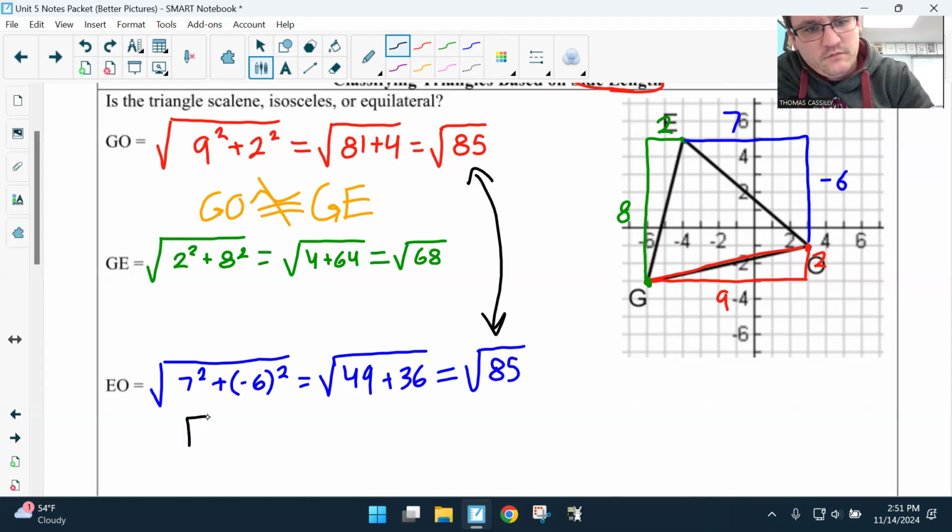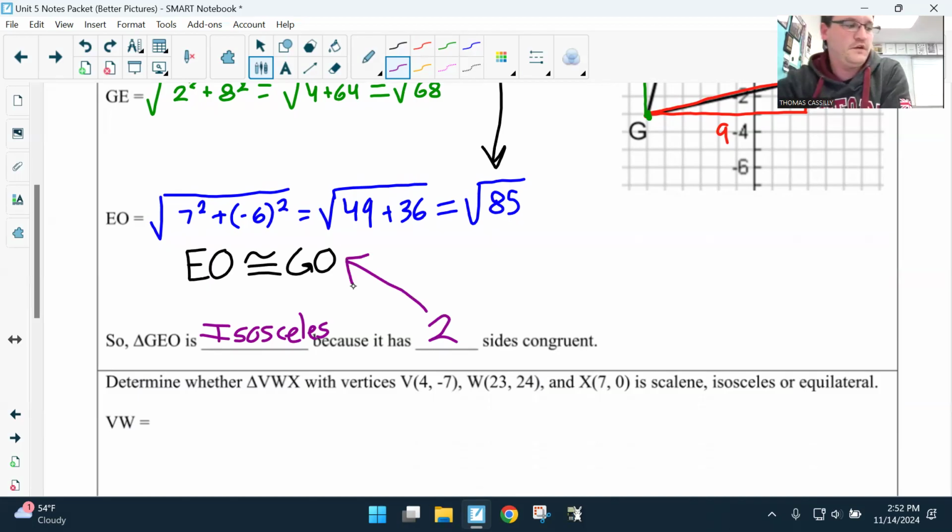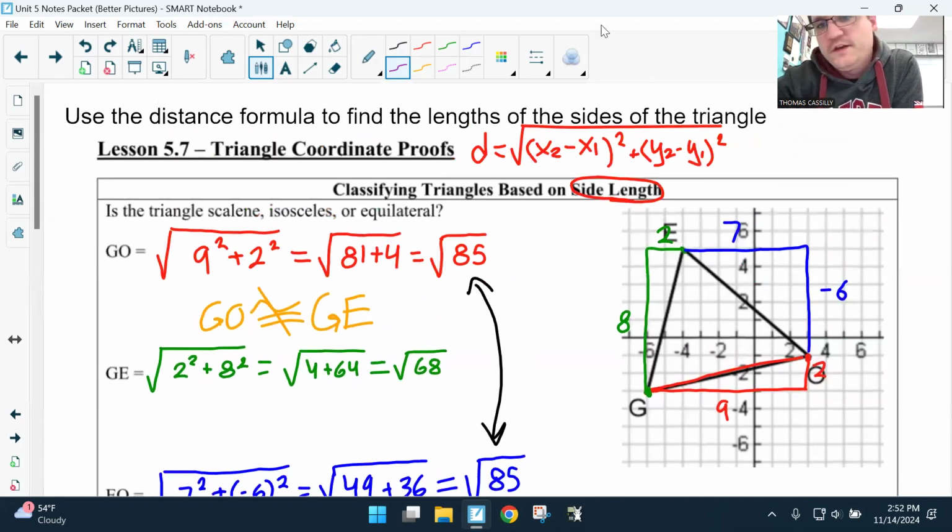So we know EO is congruent to GO. All right, so what we did is we just proved, hey, triangle GEO is isosceles. All right, so let's write that down. GEO is isosceles. We know it's isosceles because it has 2 congruent sides. And that one's done. We just proved that this triangle here is an isosceles triangle.